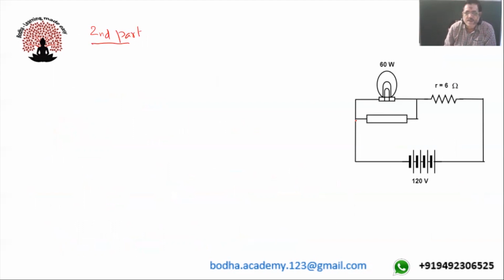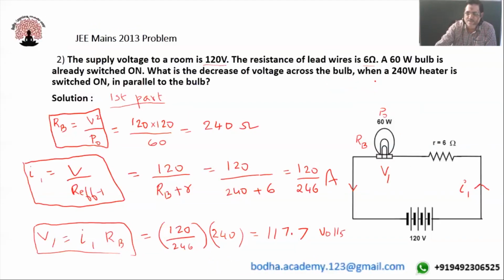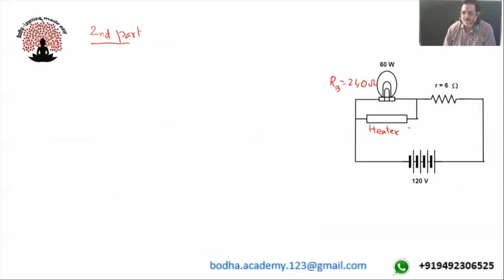So second part, the heater is connected in parallel to the bulb. The resistance of the bulb we had determined as 240 ohms in the previous page. So here we can observe it. The resistance of the heater, let me call it RH.